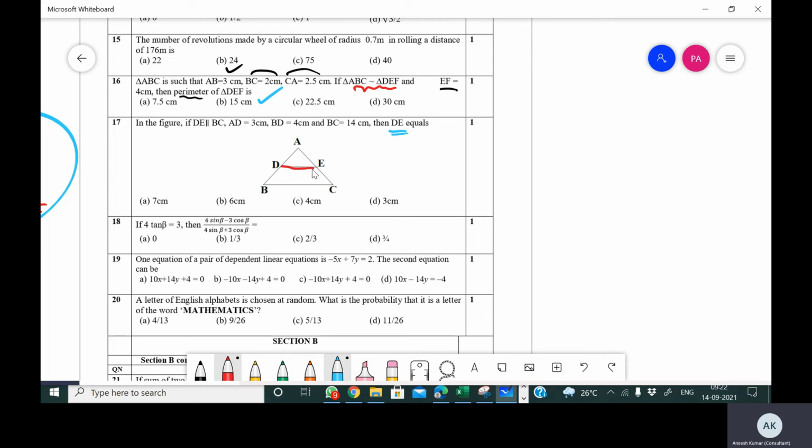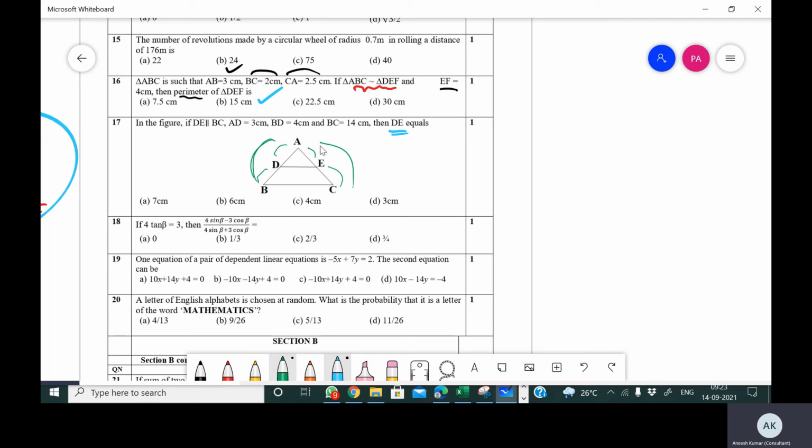Whenever they are speaking about DE and BC, they are the base of the triangles, okay, which are visible here. Whenever they are asking about this DE or BC, you have to do by similarity. Don't use basic proportionality. If you use basic proportionality, you will get AD, DB, AE, EC, AB, AC.